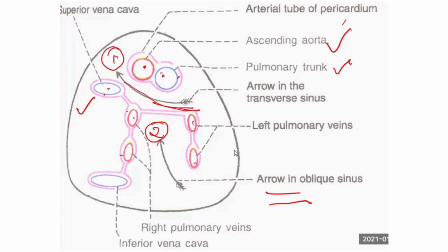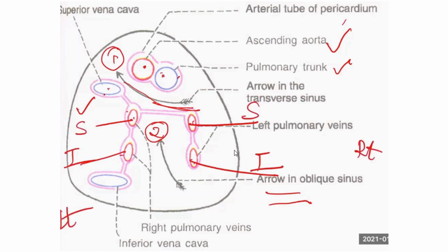How many pulmonary veins are present on the heart? 4. 2 superior, right? This is superior, this is inferior. This is right side, this is left side. So 2 superior pulmonary veins, one on right and left. 2 inferior pulmonary veins, one on right and left. So the space between this area is called as oblique sinus.